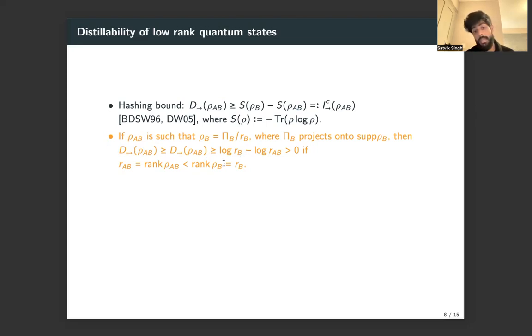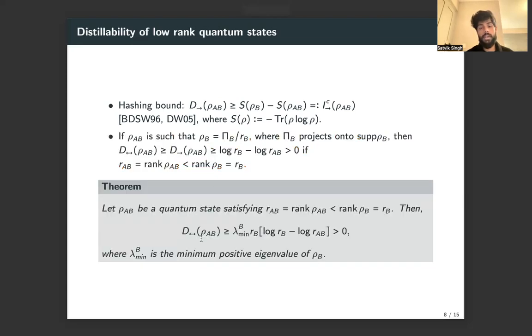And if you assume that the rank of your state is strictly smaller than the reduced rank, and this is the low rank assumption, then this quantity becomes non-zero. And so every low rank state which satisfies this condition is two-way distillable. But we want to get rid of this condition here because we don't want to assume initially that your reduction on B system is maximally mixed.